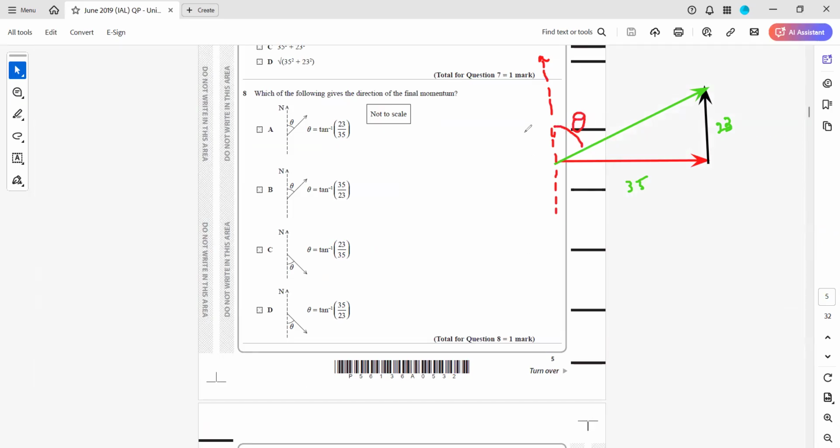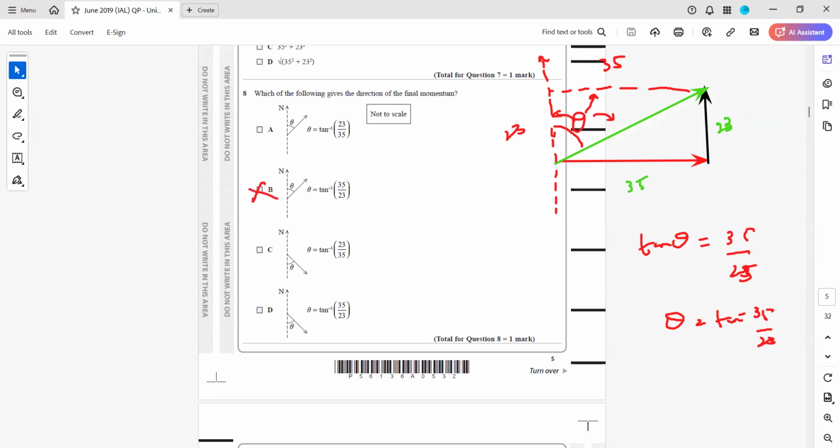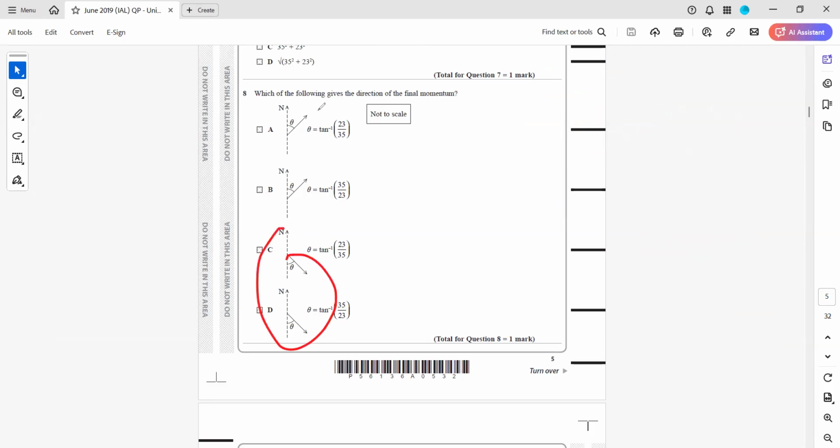So if we need this angle, this will be 23 and this will be 35. So according to that, this is the hypotenuse, here is the perpendicular and this is the base. So tan theta is perpendicular divided by base. So theta is equal to tan inverse of 35 divided by 23. So in that case, B will be the right answer, because the angle with the vertical is what they showed in the question. These others are totally wrong because the direction of the resultant vector which is drawn is incorrect.